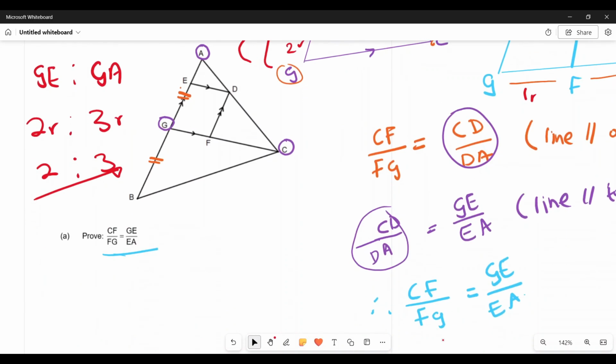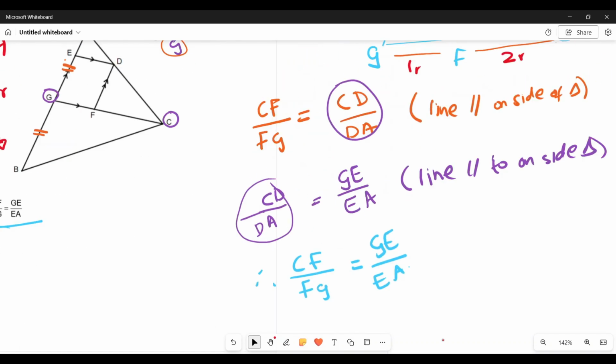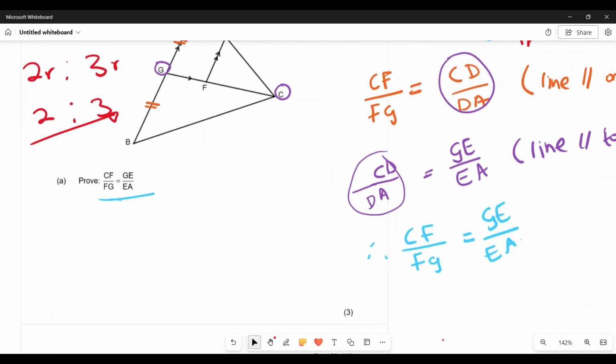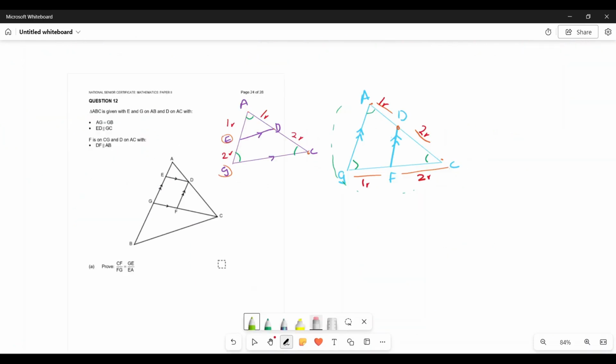So now let us see what the next question is requiring from us. Determine the numerical value of DF is to AB, right? So let me try and see where is my line DF as well as AB. First, let me erase all of this so that this could be clear. To answer this question, I'm going to use what I've calculated before. Remember, before, I found the ratio of GE is to GA as 2 is to 3.